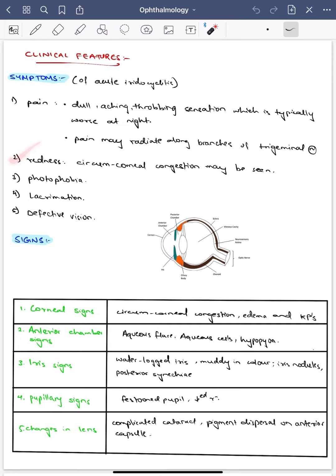Now the redness is seen as a circumcorneal congestion. Then we have photophobia, lacrimation, and defective vision. So these are the clinical features, the symptoms the patients present with. The usual symptoms are pain, redness, and defective vision.